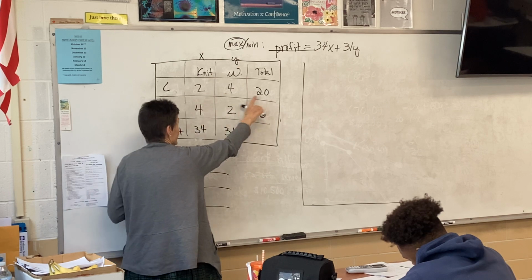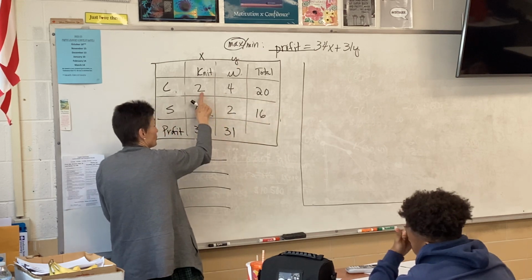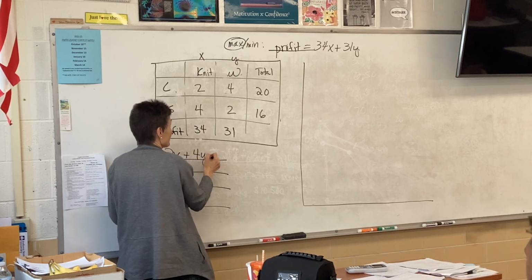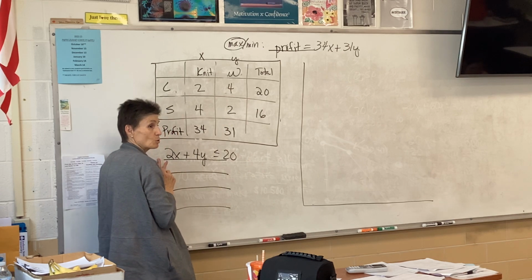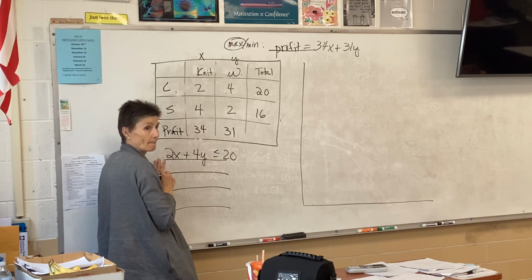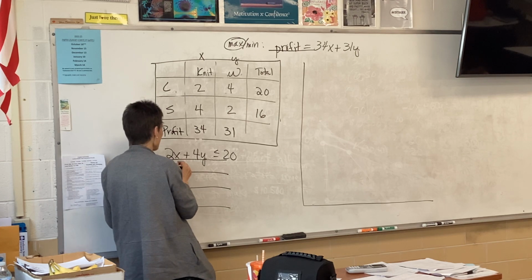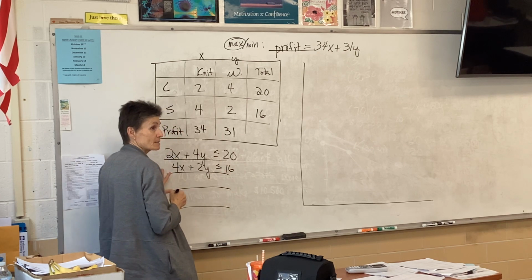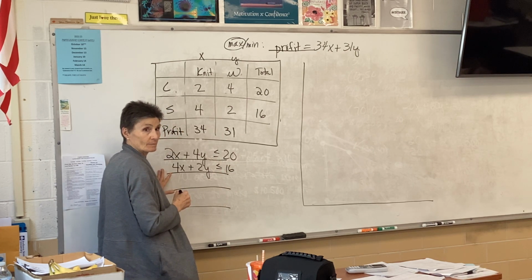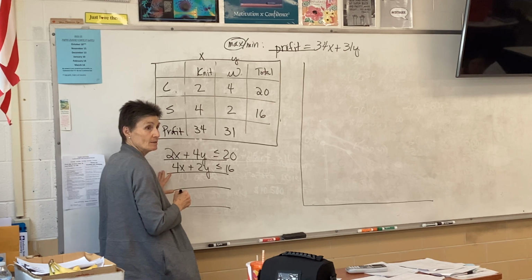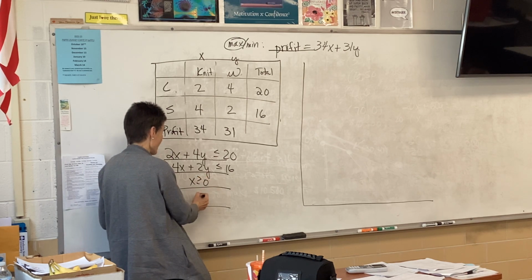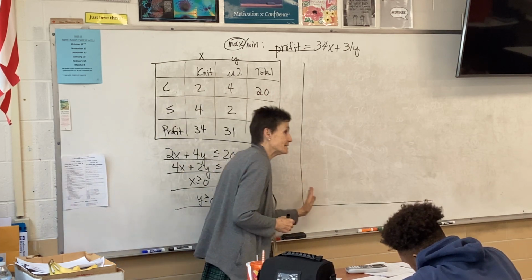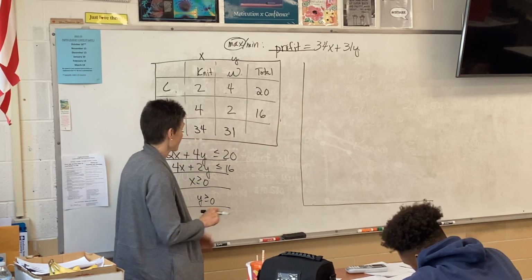Here we go, need a row. What's that row say right there? 2X plus 4Y is less than or equal to 20. And 4X plus 2Y is less than or equal to 16. Are you staying with me, guys? Right here. And then X and Y are both positive. And I don't need to graph those because I already did by setting up quadrant 1.